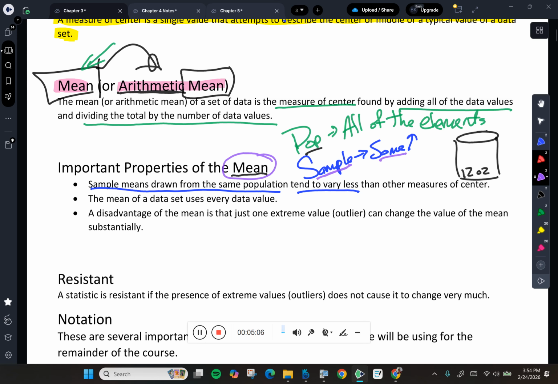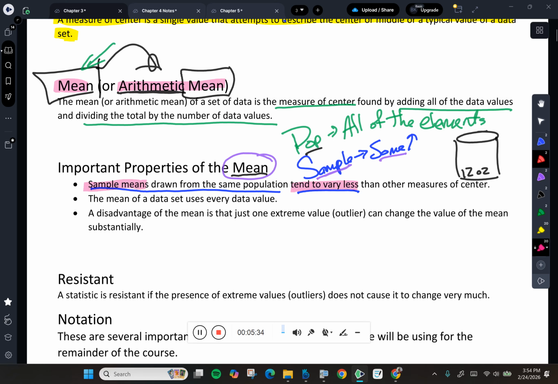And if I do that today, and if tomorrow I do it again with a different sample, and if the next day I do it again with a different sample, what's going to end up happening is all of those sample means will vary less than other measures of center. So whatever number I get today, the number I get tomorrow won't be that different. And the number I get on, what day is today?